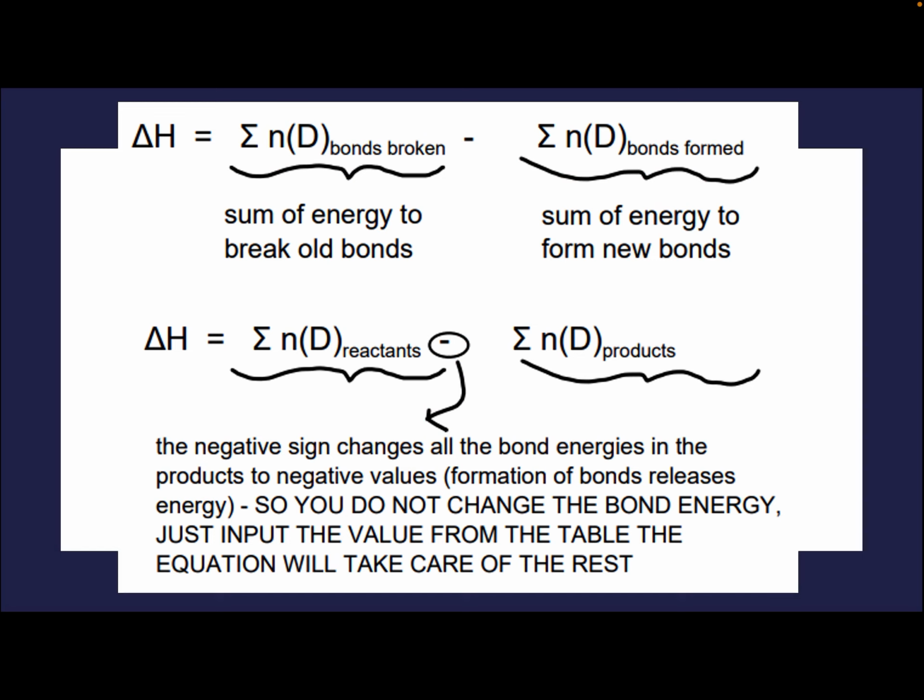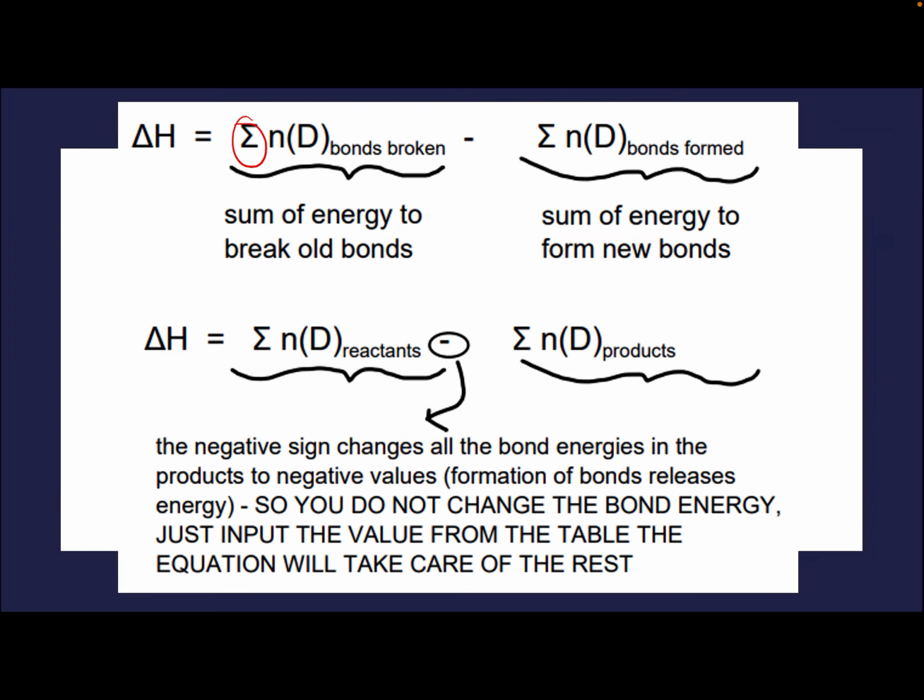So here it is again. We just took a look at this. Remember this symbol right here in the equation, that is sigma, and that is known as the sum of. The n is the amount in moles of a particular bond type. And then D, as we know, is the bond energy per mole of bond. So D is always positive. We talked about that earlier, and it is obtained from the table given to us.